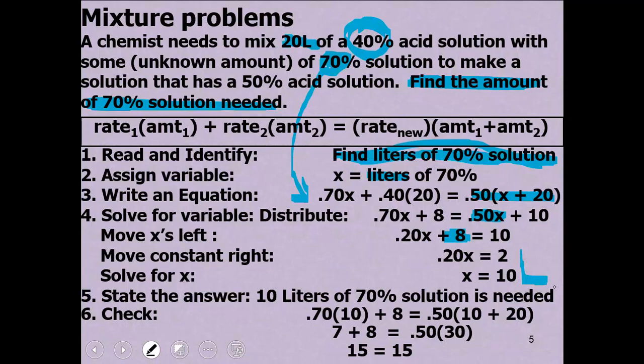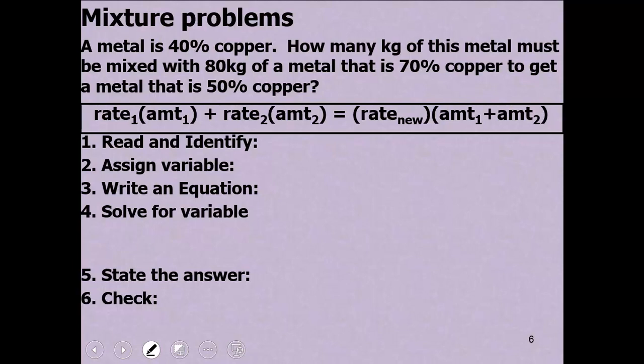Okay, here we go. Let's try this one together. A metal is 40% copper. How many kilograms of this metal, so there's what I'm looking for, how many kilograms, must be mixed with 80 kilograms of a metal that's 70% copper to get a metal that's 50% copper, all right? A lot of words, but try and just focus on the values, okay?